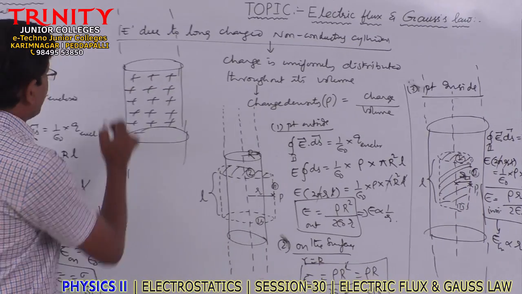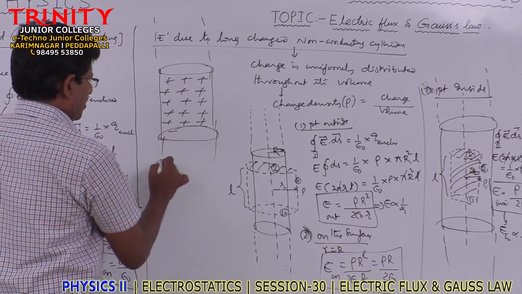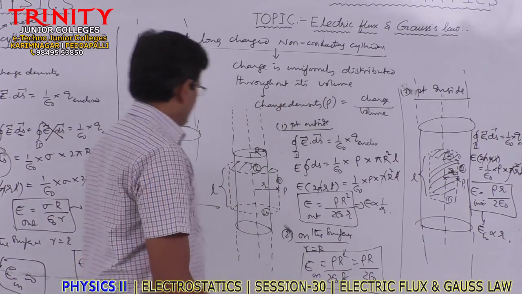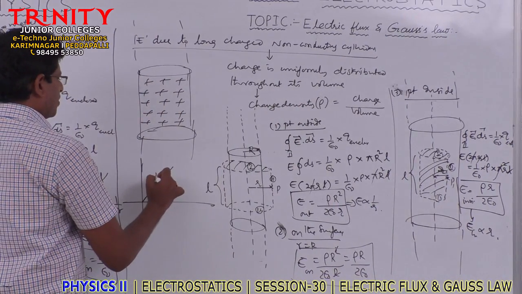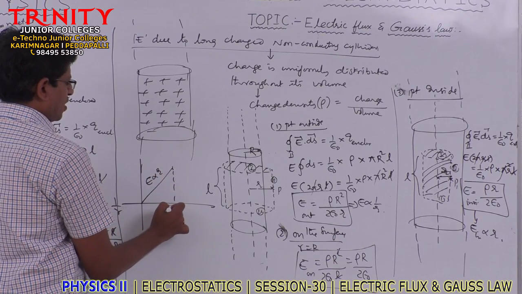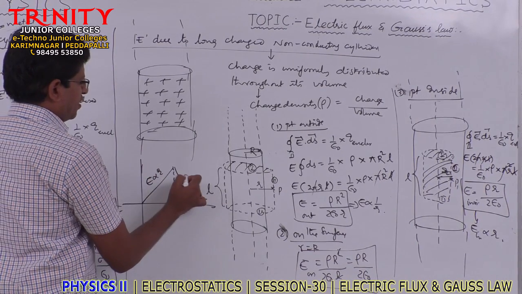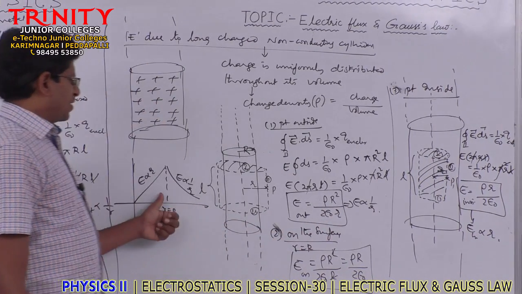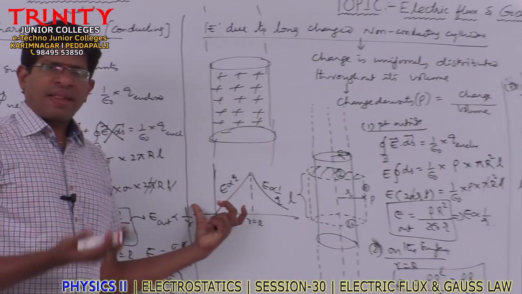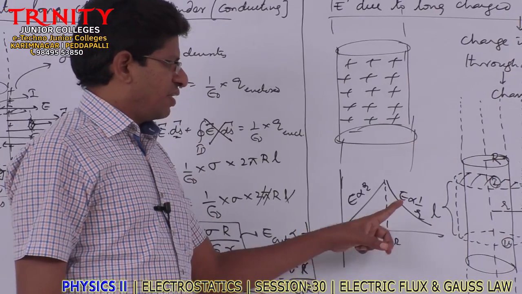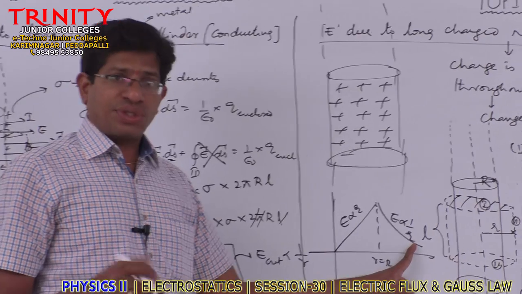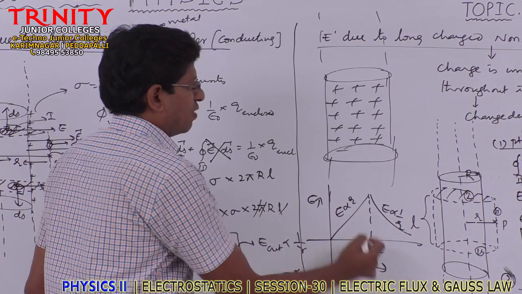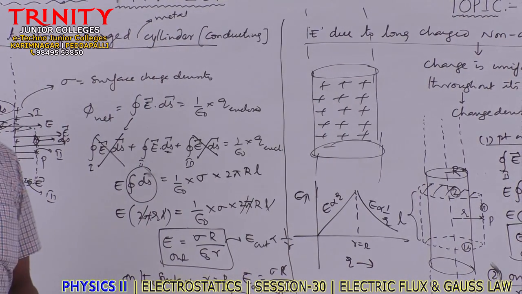If you plot a graph for this, how you remember is, proportional to r inside, that means it's like this. Then after that, it will be inversely proportional, 1 by r, as we have seen here. So this is the graph. It looks very similar to the spherical non-conductor, but the only difference is there it is 1 by r square. So this is the E versus r graph for the non-conducting cylinder.